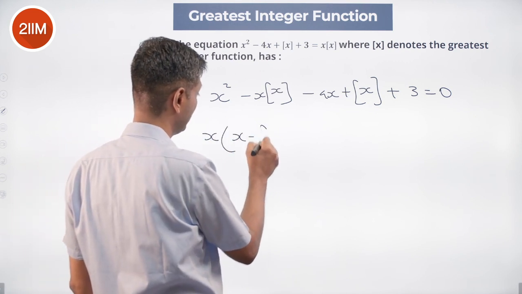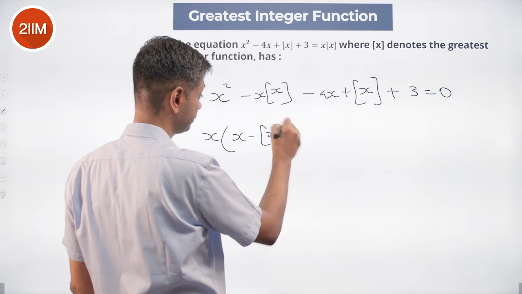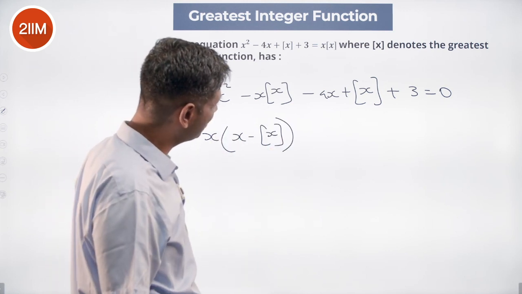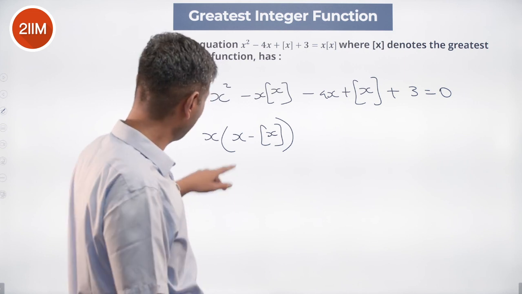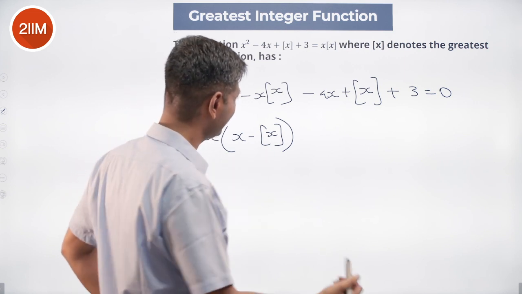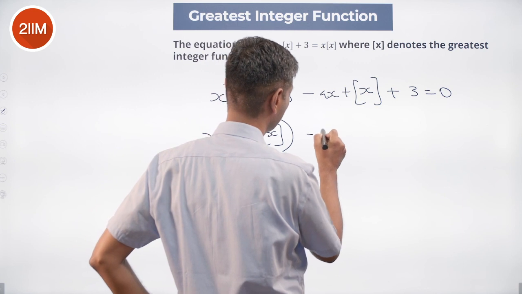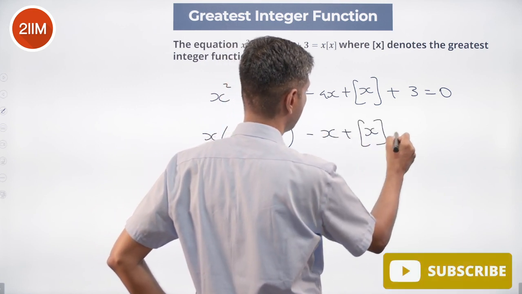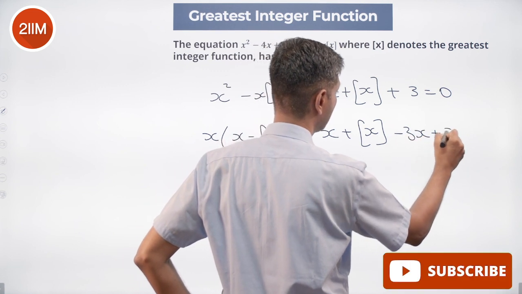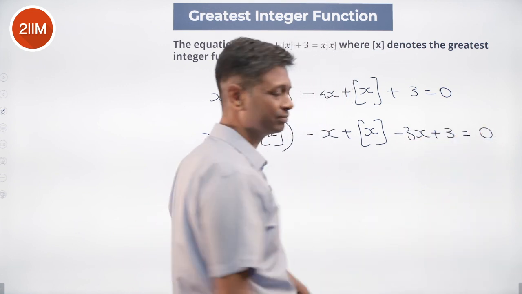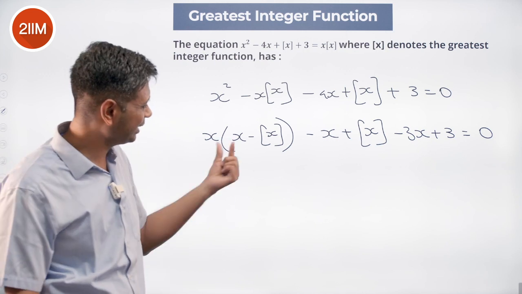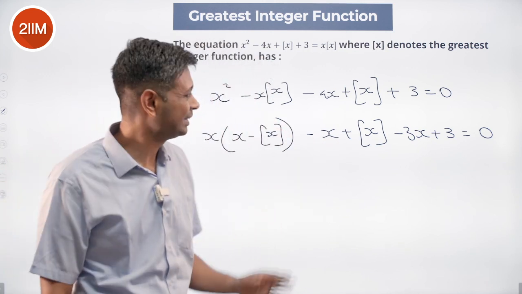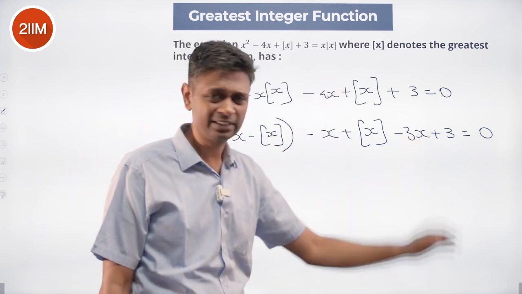But x minus greatest integer of x. And minus 4x plus greatest integer of x, with an x minus greatest integer of x. Let's see if we can pull this off. Right, this is minus x plus greatest integer of x minus 3x plus 3 equal to 0. Why am I doing this? There's an x minus greatest integer of x. Let's create one more x minus greatest integer of x. So break this as minus x minus 3x.